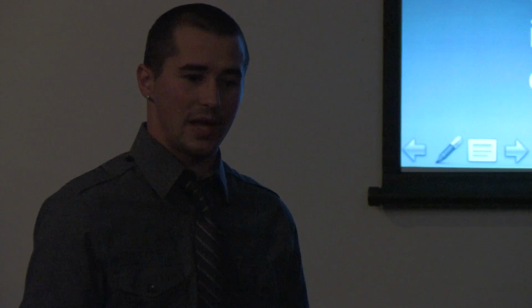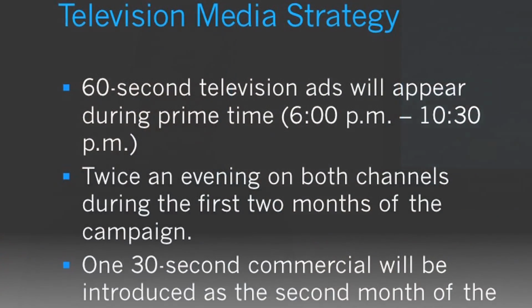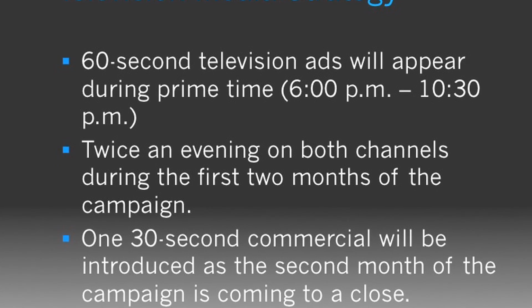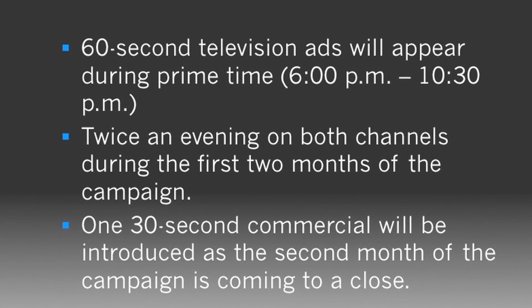Now, we feel that commercial placement is essential in reaching our target audience at the right times and also the right number of times. This is why our 60-second ads will air during prime time in Palau, which is from 6 to 10:30 p.m. And these ads will rotate between both stations, airing mostly after the local news, and this will go on for the first 2 months of our campaign. And then in the 3rd month of our campaign, we will introduce a 30-second commercial, and this way it will keep things fresh. Now we'll move on to radio.